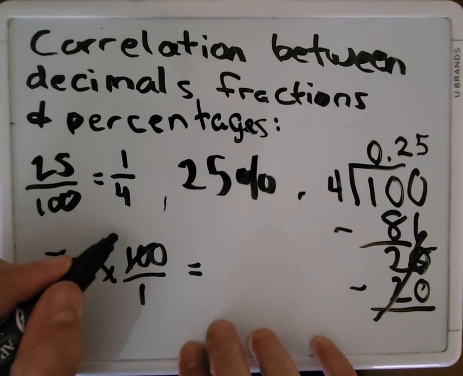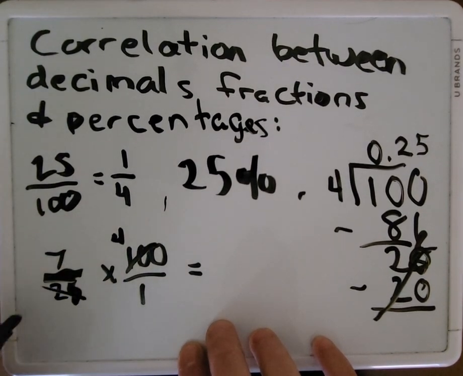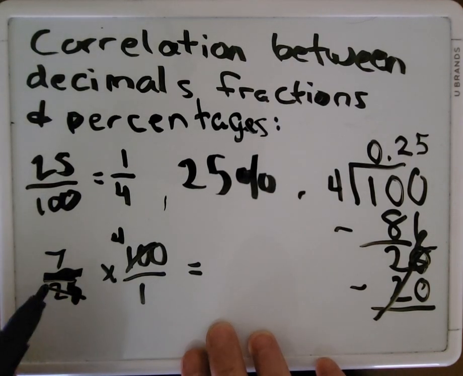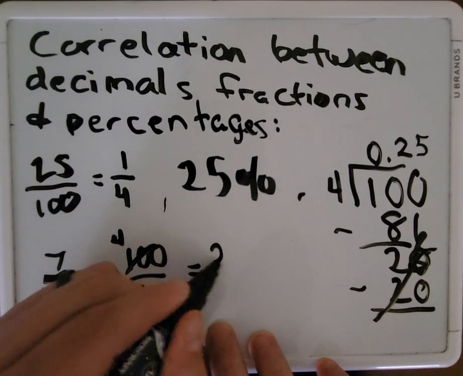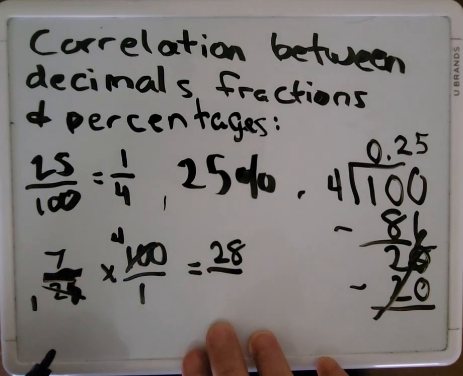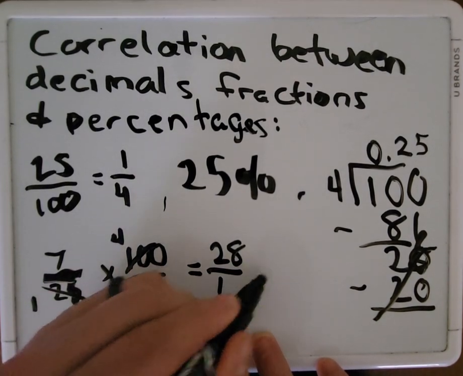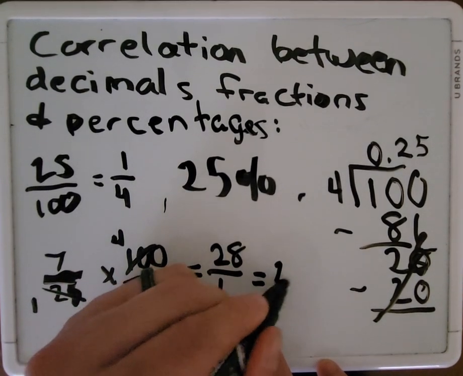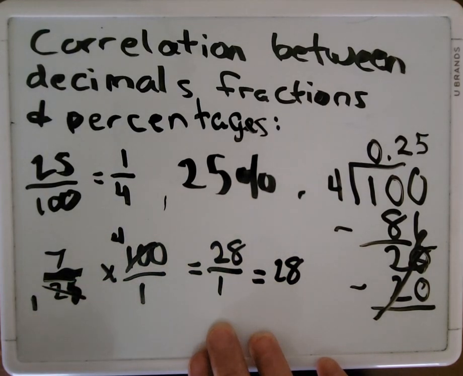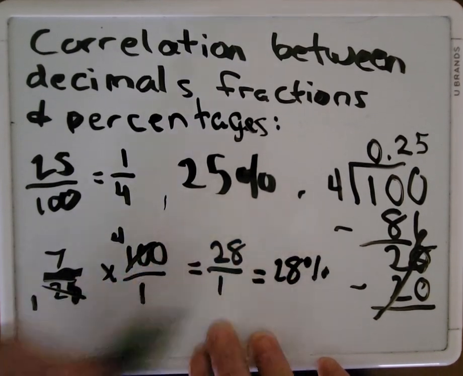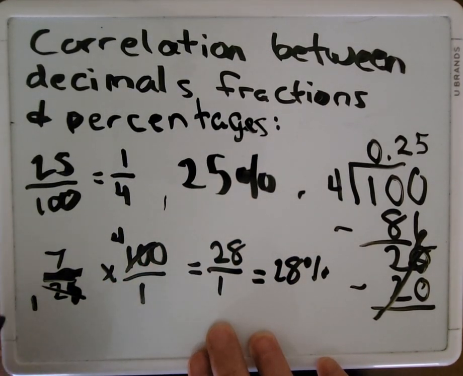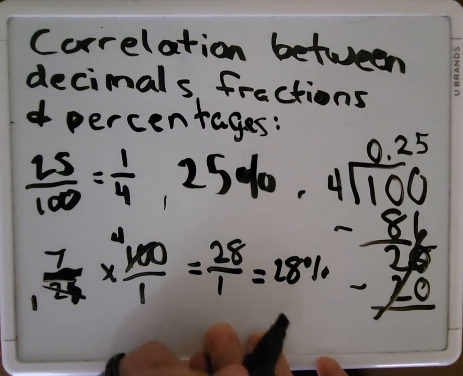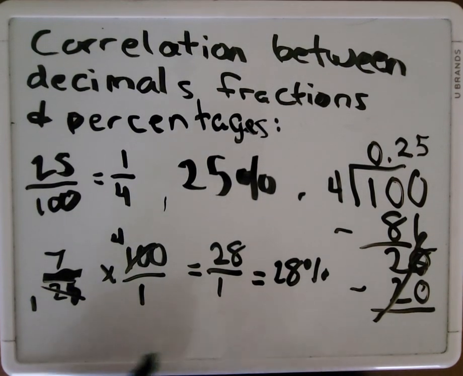Now, before we do the math, we know that we can reduce. 25 can go into 100 4 times. 25 can go into 25 1 time. So it ends up being 7 times 4, which equals 28, and 1 times 1, which equals 1, which means it's going to become 28%. So 7 over 25 is going to be our fraction. 28% is going to be our percentage.